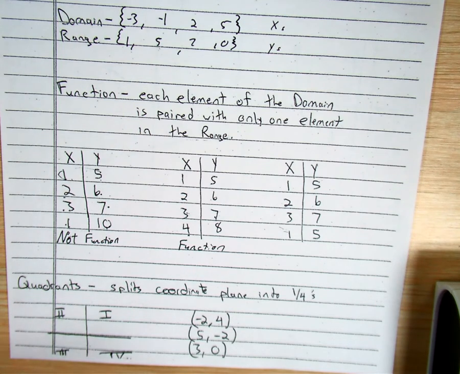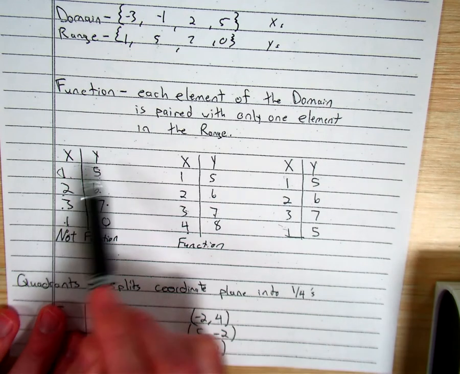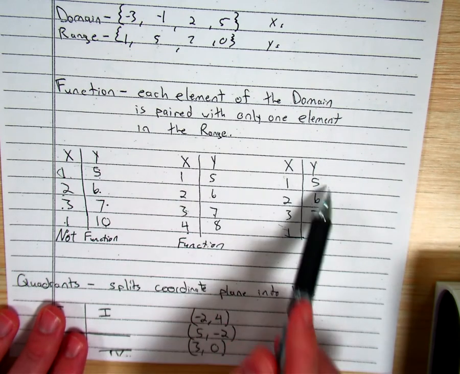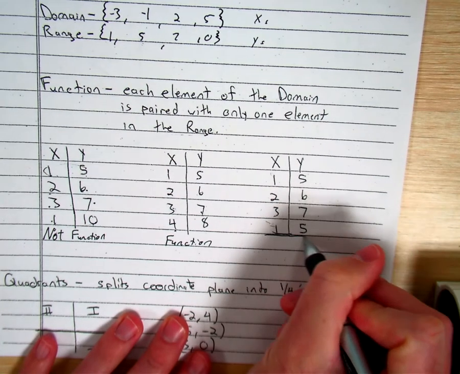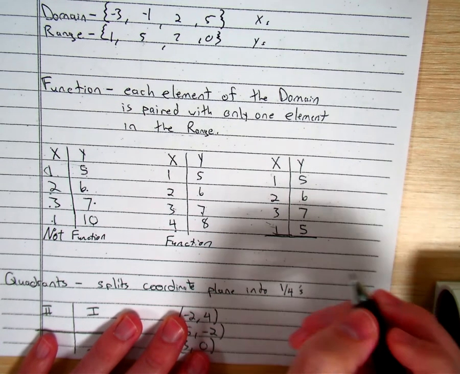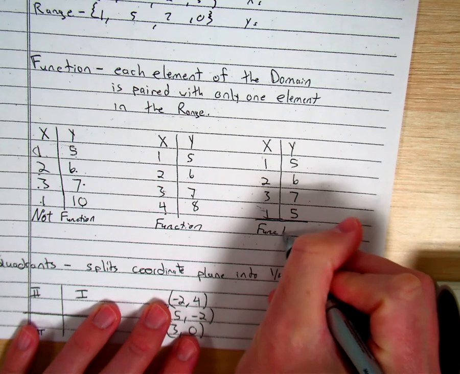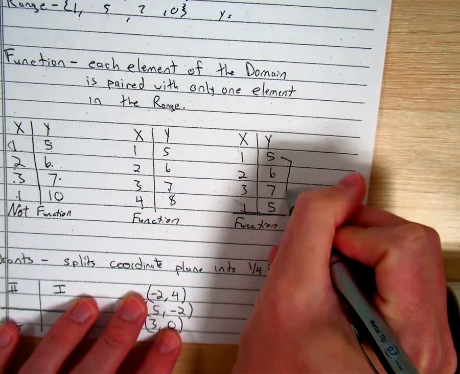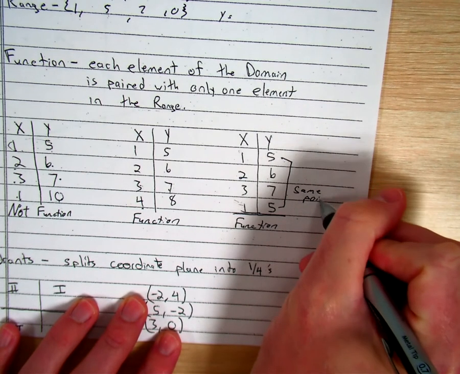So 1 is going with 5. So it's not like it's going to two different numbers. It's still only partnered with 5. It's just written down twice. So you gotta be careful. That doesn't happen very often, but sometimes the book will try to be sneaky like that. So that is still a function, because that's the same point. Okay, that's the same point. So that's not breaking any rules.